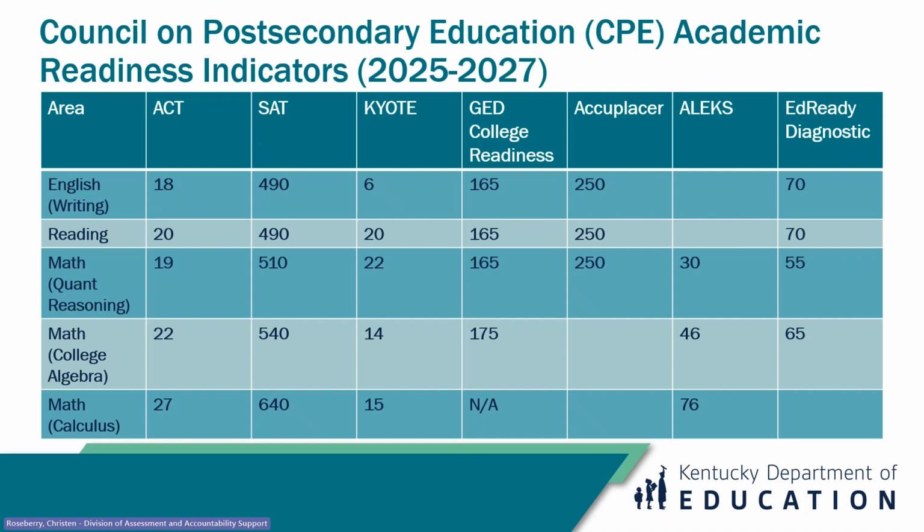The Office of Assessment and Accountability will accept the AccuPlacer and EdReady assessments for the post-secondary readiness indicator. However, as a reminder, OAA only receives scores from the ACT and Coyote exams. If a student uses the SAT, GED, college readiness, AccuPlacer, EdReady, or the ALEX exam, the school will need to ensure OAA receives an official score report from the assessment.